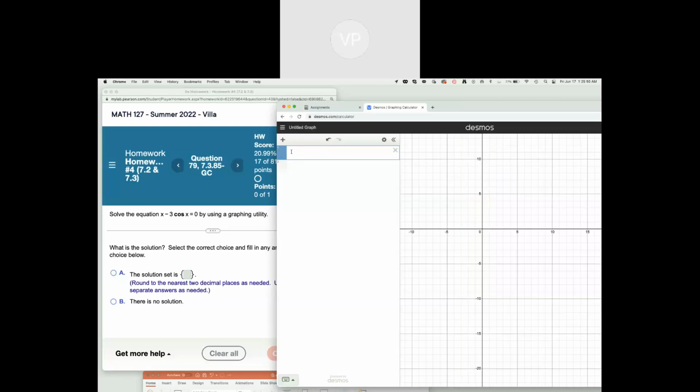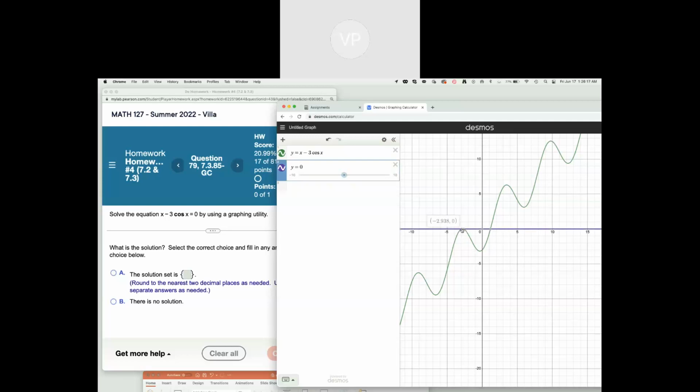All it does is give you the solution lines. It doesn't tell you a lot. So the easier way is let y equal the first part, y equals x minus 3 cosine x. There's that kind of staircase one like we did earlier. And the other one is just simply what's on the other side of the equation, y equals 0. And now, where do they intersect?